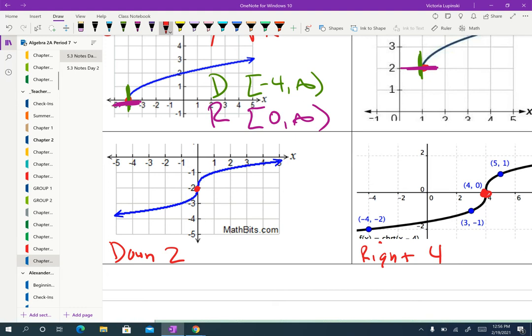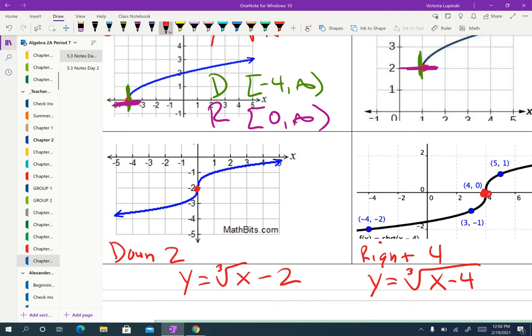So now it's time to write an equation. How do you take a cube root and go down 2? First, you have to start off with a cube root. Again, don't forget the little 3. And then to go down 2, it's a big -2. How would you go right 4? Again start with a cube root. In order to go right 4, you have to be inside, but remember, it's the opposite. So you're going to put the cube root of x minus 4, and that means 4 to the right.